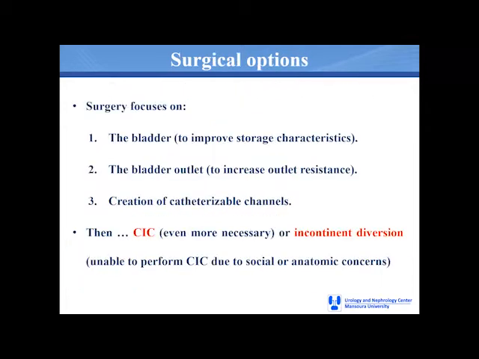Again, surgery focuses on improving the bladder storage dynamics, mainly bladder Botox injection initially and bladder augmentation later on, or increasing the outlet resistance with the various procedures used to achieve dryness, or creation of catheterizable channels for those who are not able to perform CIC per urethra due to anatomic or social situations. Or you may resort to incontinent diversion if the family or the patient cannot perform CIC reliably due to anatomic problems or social concerns.